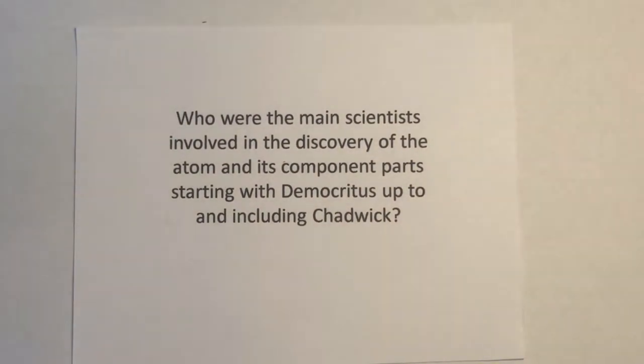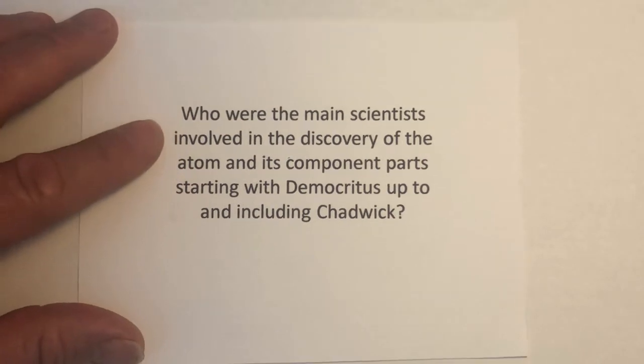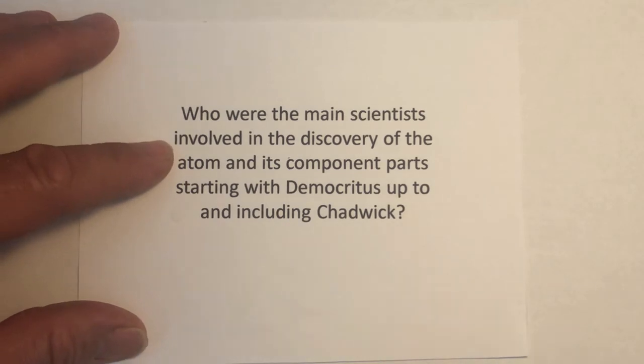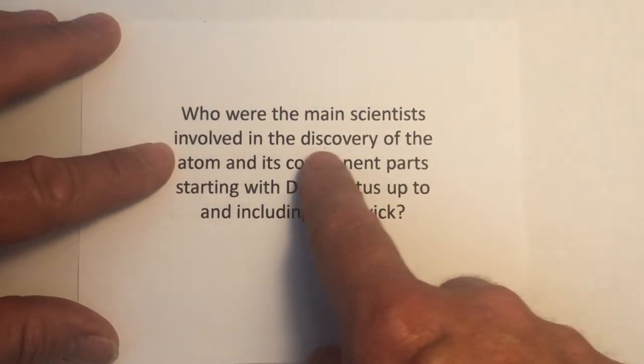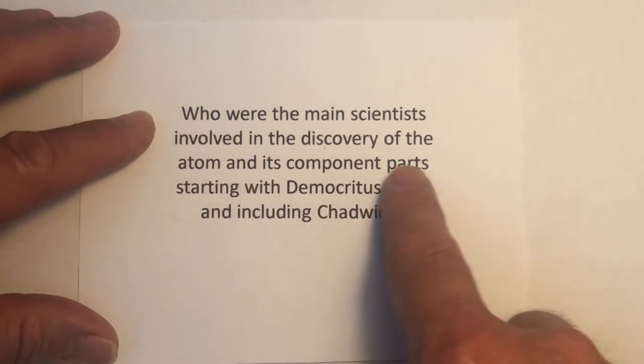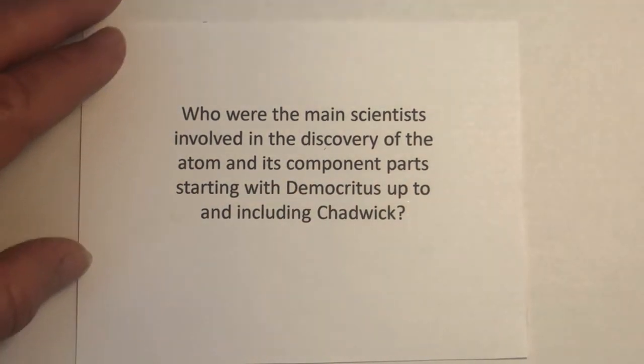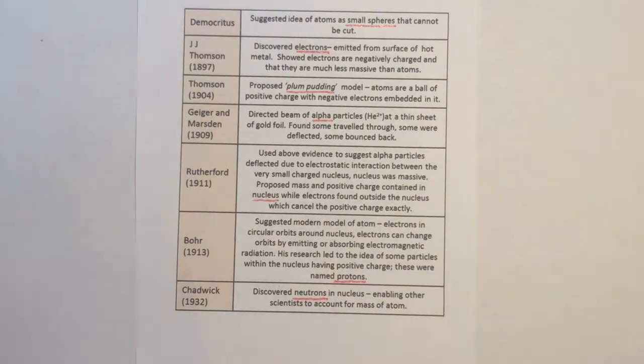Rather than writing out all the information, this is a question that you need to be able to summarise. Who were the main scientists involved in the discovery of the atom? You need to know them, and you need to know them in order. Involved in the discovery of the atom and its component parts, starting with Democritus up to and including Chadwick. So, the way to answer the question.